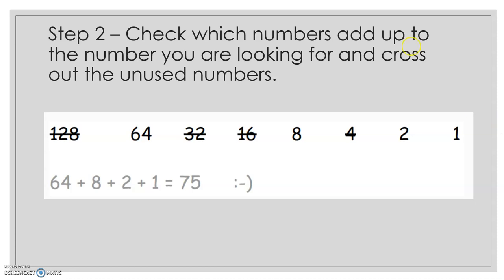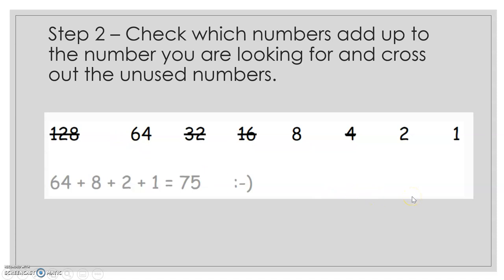In this case, as you can see, we've been through the numbers. We said, okay, I'm going to need 1, I'm going to need 2, I'm going to need 8, and I'm going to need 64. All the numbers that I do not require, you cross them out. So keep the numbers that when you add them together give you a total of 75. All the other numbers, you cross them out. So as you can see, 1 plus 2 plus 8 plus 64 gives you 75. That's step number 2.